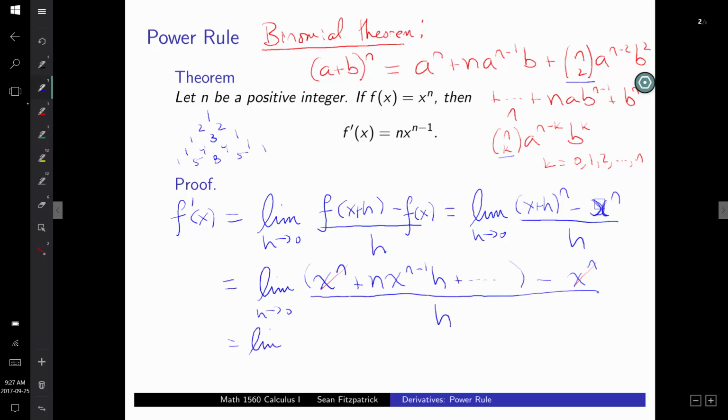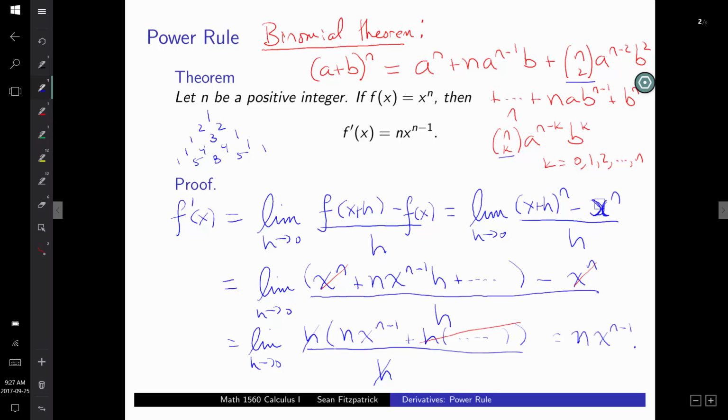And what we are left with, as h goes to 0: if we factor out an h, we have n x to the n minus 1 plus a bunch of other stuff that has at least one h in it. And so when we divide by h, these cancel out. As h goes to 0, all of this other stuff disappears, and we're left with our result, n times x to the n minus 1. So that's where this formula comes from, just in case you've never seen the derivation before.